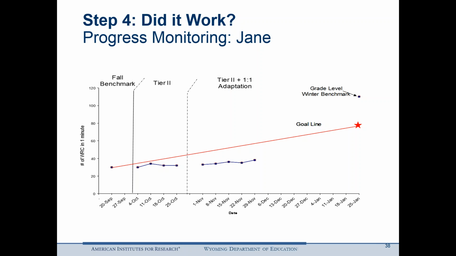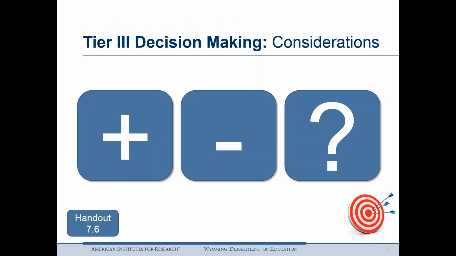Refer to handout 7.6 in your participant workbook. Individually or with your peers, evaluate the effectiveness of the intensified intervention and record your decision in step 4 of handout 7.3. Was her response positive, negative, or was it questionable? In this case, Jane's data indicates a negative response.